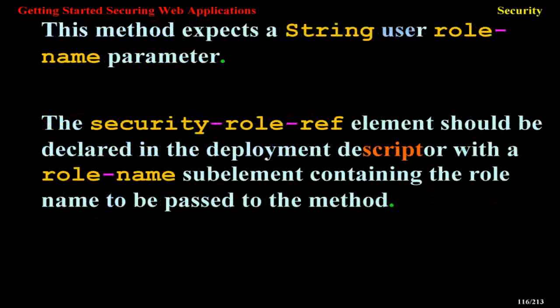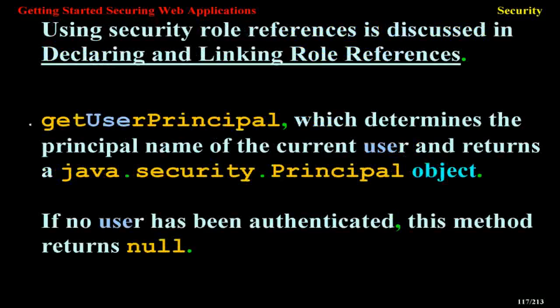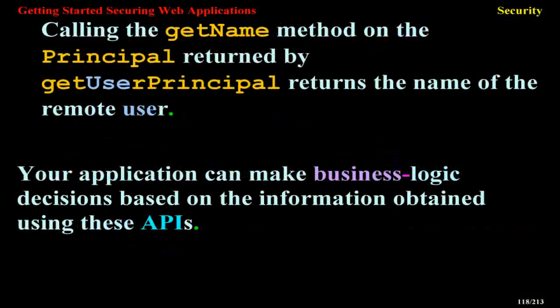The security-role-ref element should be declared in the deployment descriptor with a role-name subelement containing the role name to be passed to the method. Using security role references is discussed in Declaring and Linking Role References. getUserPrincipal, which determines the principal name of the current user and returns a java.security.Principal object. If no user has been authenticated, this method returns null. Calling the getName method on the Principal returned by getUserPrincipal returns the name of the remote user. Your application can make business logic decisions based on the information obtained using these APIs.